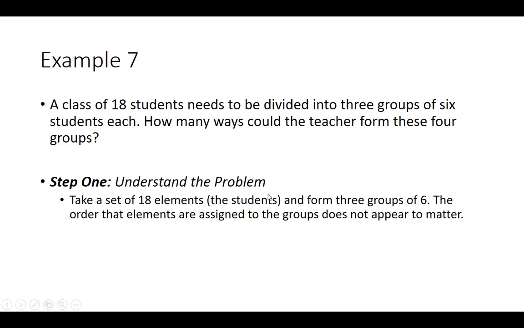Step 1, understand the problem. Take a set of 18 elements, the students, and form 3 groups of 6. The order that elements are assigned to the groups does not appear to matter. So if you're a group of 6 students, it's not like each student is assigned a different task. It's just a group of 6 students that's like a hand of 6 cards. The order does not matter.